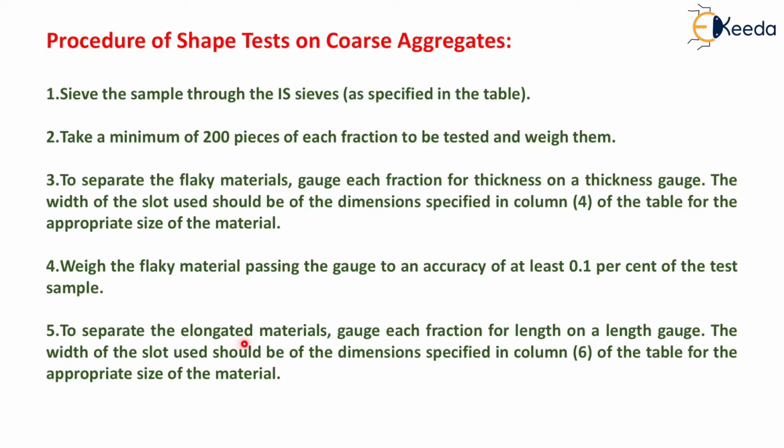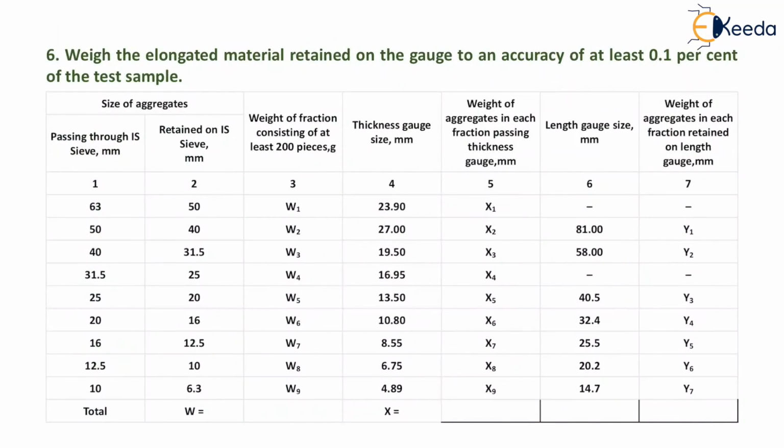To separate the elongated material, gauge each fraction for length on a length gauge. The width of the slot used should be of the dimension specified in column 6 of the table for the appropriate size of the material. Weigh the elongated material retained on the gauge to an accuracy of at least 0.1% of the test sample.